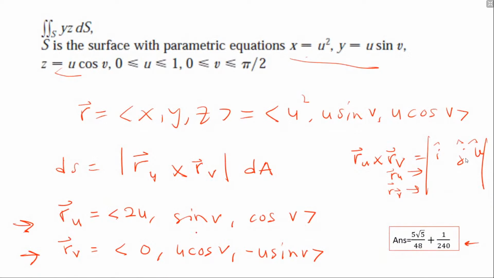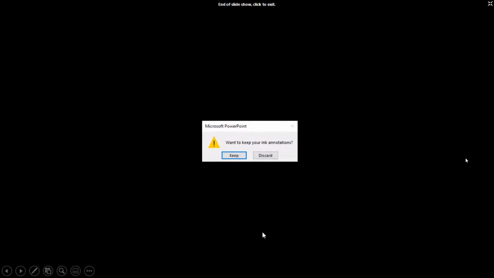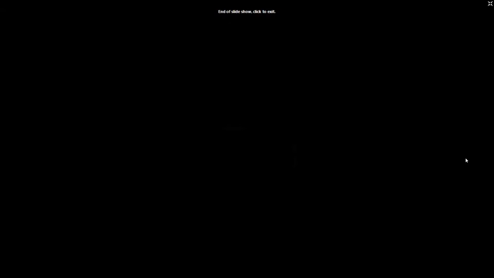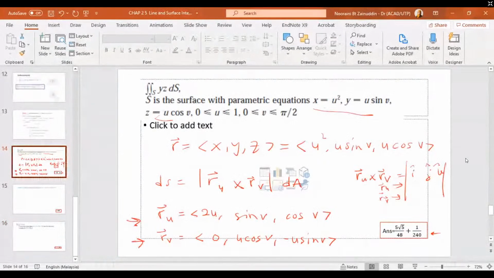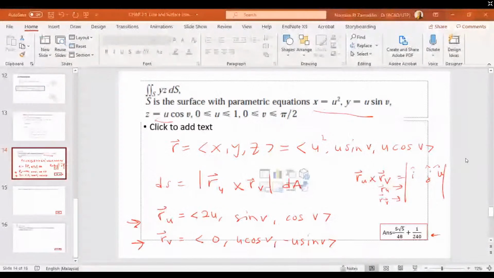For this question, you can try and test whether you get the same answer, which is 5 square root 5 over 48 plus 1 over 240. You can try this.